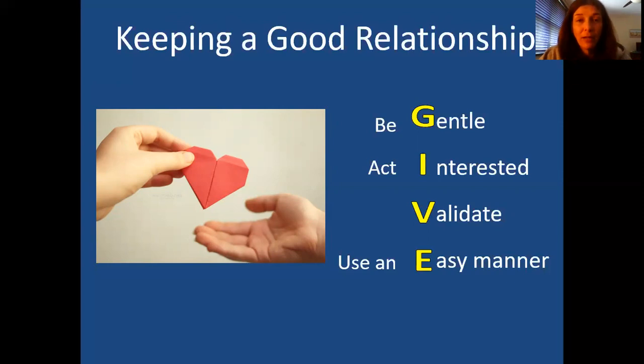Okay, so then validate. So that's putting yourself in the person's shoes and trying to imagine life from their perspective. Try to imagine why they do what they do, or what's the motive behind why they engage in a certain behavior, and then communicate that to the person. So it makes the person feel seen and heard. And that could really go a long way in building a good relationship. And finally, sort of related to be gentle, use an easy manner. So keeping things nice and fun and light in the relationship, laughing together, doing fun things together, okay? And not always taking things so seriously and too personally. All right, so that's the gist of keeping a good relationship.